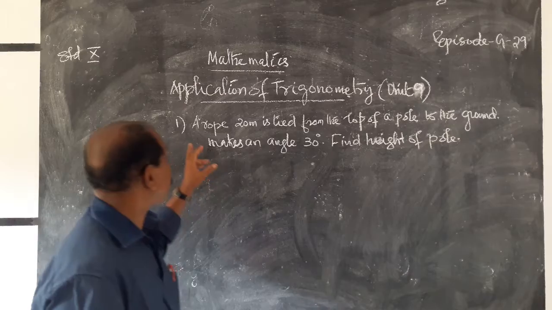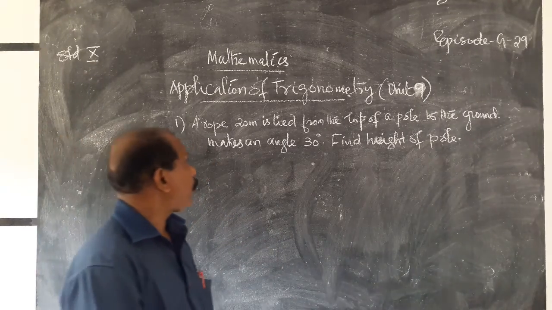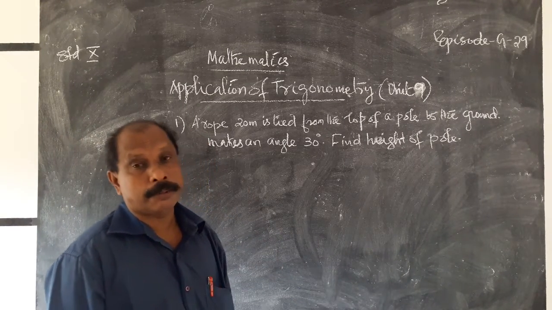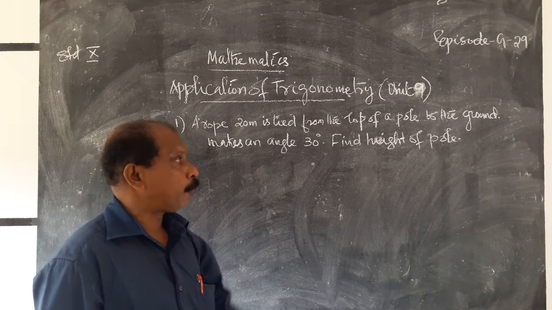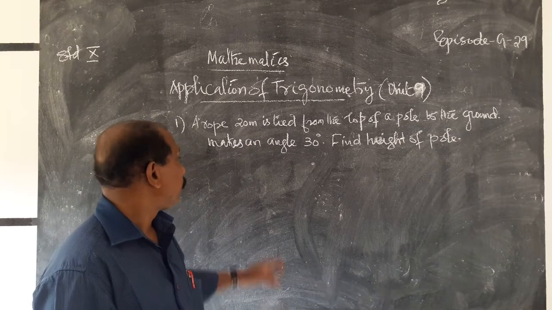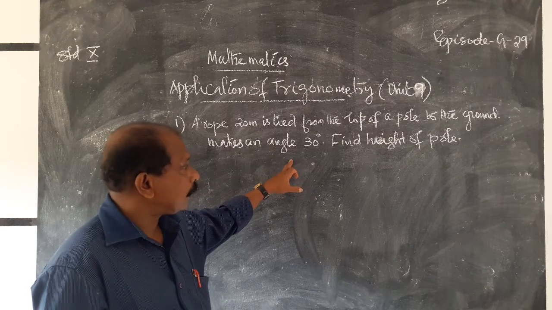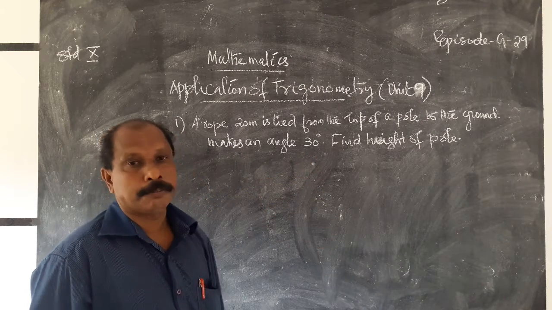The first question of that one is: a rope, the length of the rope is 20 meters, is tied from the top of a pole to the ground. It makes an angle of 30 degrees. Find the height of the pole.